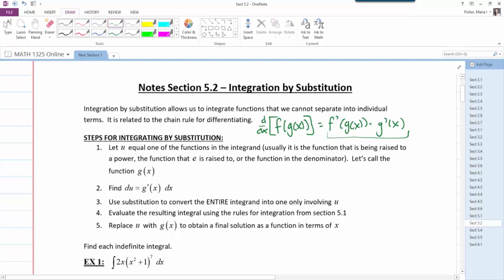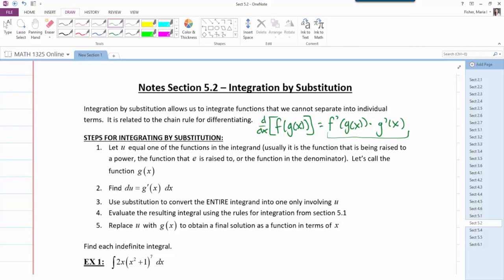So how do we do this? Well, we're going to let u equal one of the functions that we find in our integrand. Usually it's going to be the function that's being raised to a power, the function e is raised to, or the function in the denominator. And we're just going to call that function g of x to give it a name right now.